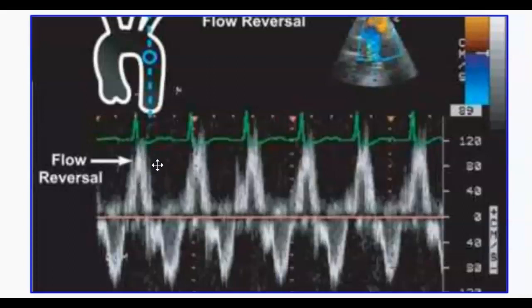And if you put your pulse wave in there, as well as your color, you'll see this here happening. This is ejection. And then during diastole, you have this flow reversal. And that's a pretty good jet of flow reversal there in the suprasternal notch. You can also see this in the abdominal aorta.